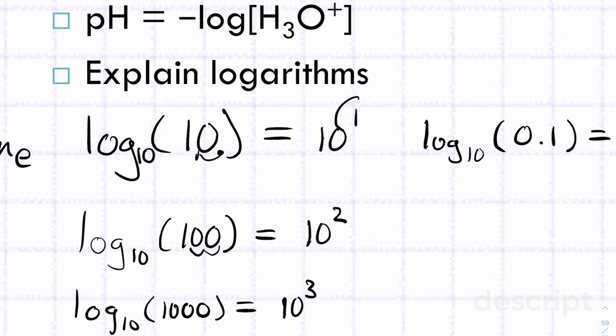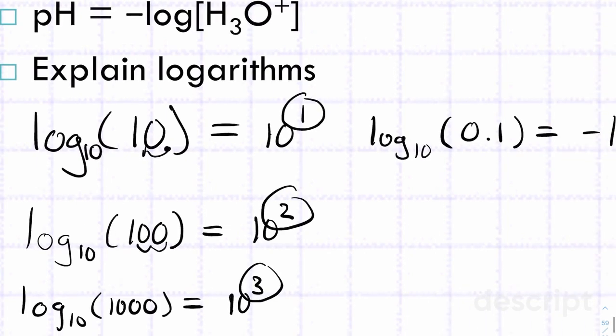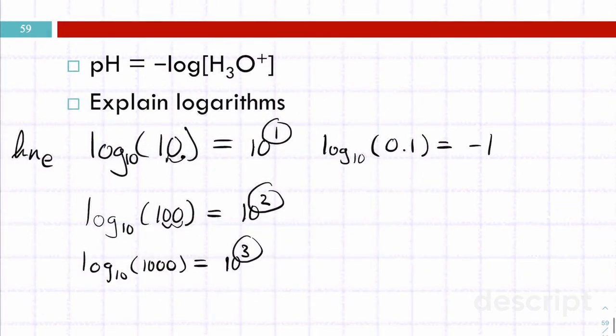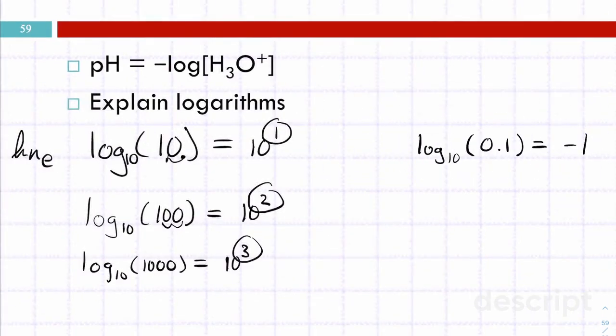The answer to this is just 1. It's just 2. It's just 3. Because it's answering the question of what goes into this spot. So, log base 10 of 10 is 1. This is going to be 2. This is going to be 3.